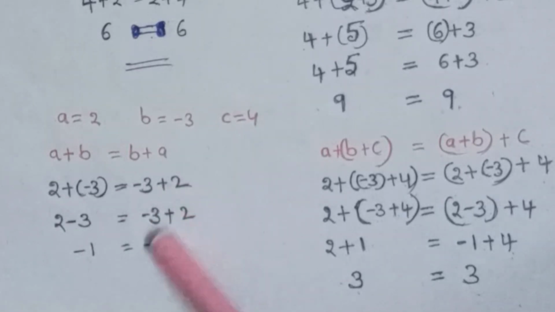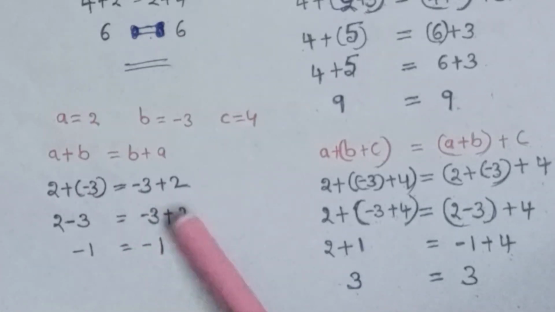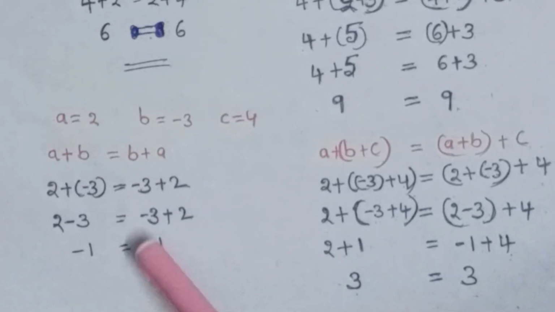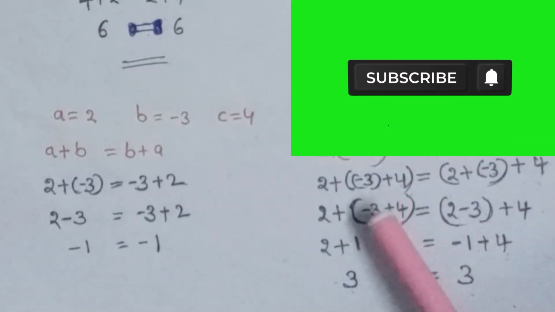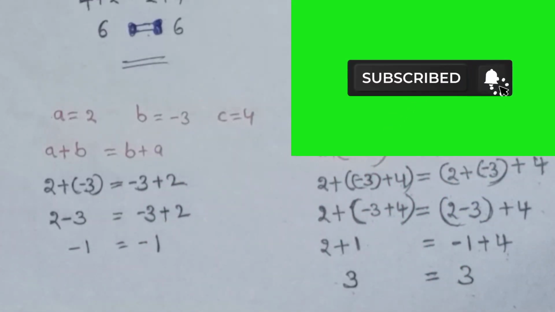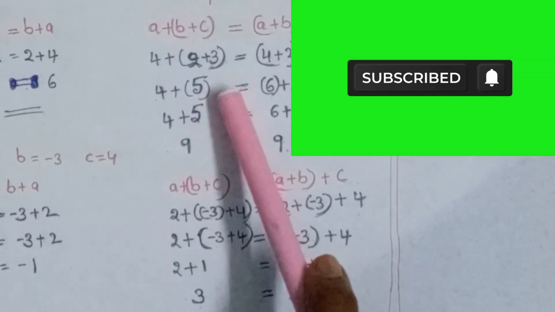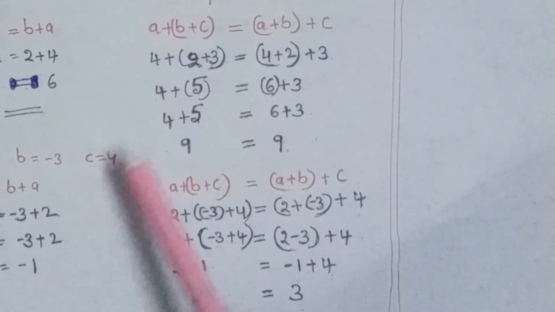Here minus 3 plus 2. Here also opposite symbols. Then big number minus small number. 3 minus 2 equal to 1. Big number's sign is minus. So in the answer is minus 1. Next, commutative property is now completed.